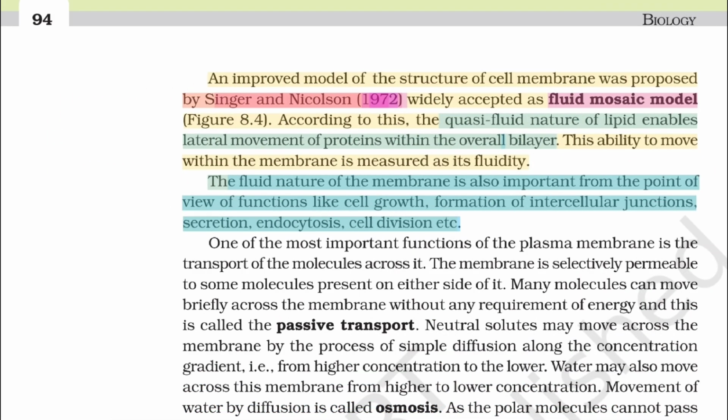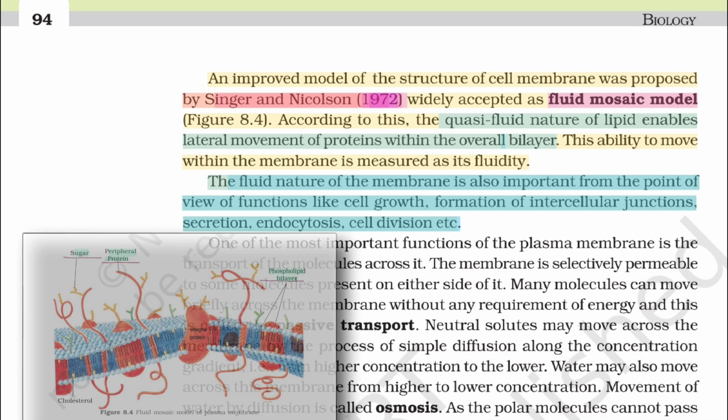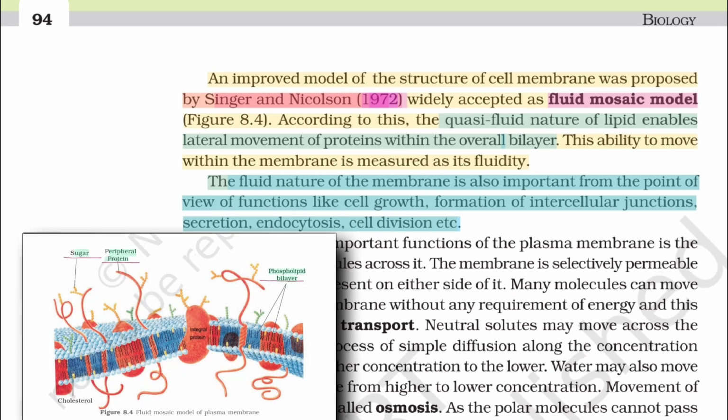An improved model of the structure of the cell membrane was proposed by Singer and Nicolson in 1972, widely accepted as the fluid mosaic model, figure 8.4. According to this, the quasi-fluid nature of lipid enables lateral movement of proteins within the overall bilayer. This ability to move within the membrane is measured as its fluidity. The fluid nature of the membrane is also important from the point of view of functions like cell growth, formation of intercellular junctions, secretion, endocytosis, cell division, etc.